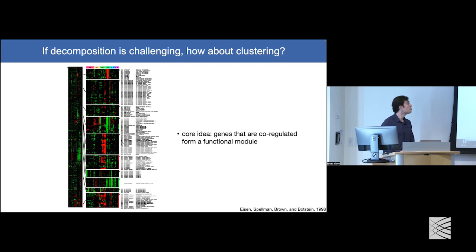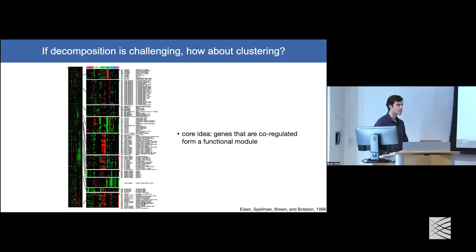And so because decomposition has been challenging, we've pursued approaches that use clustering instead, which is a little bit less limiting in a sense than a decomposition method. The core idea here was first formulated by Mike Eisen and David Botstein in the 90s, which is that genes that are co-regulated across many different cellular states may form a functional module.